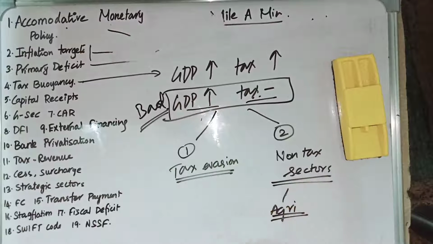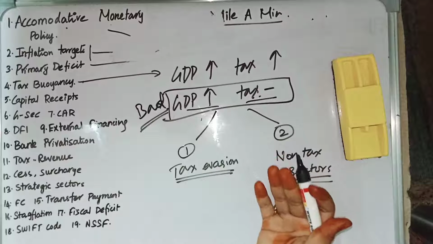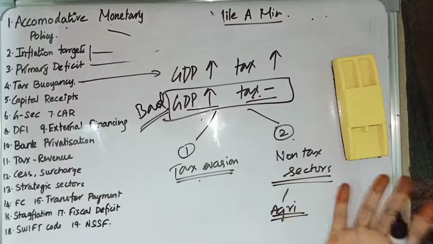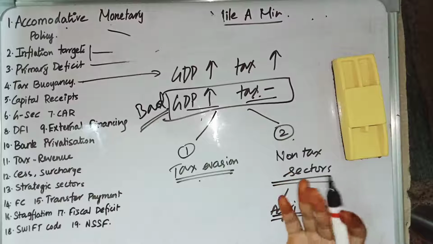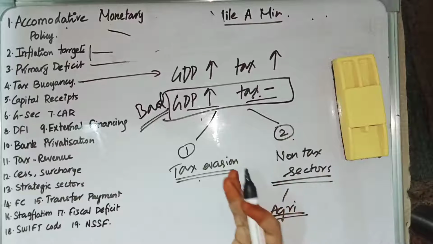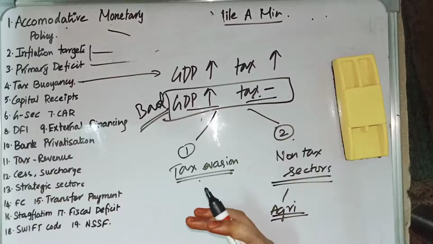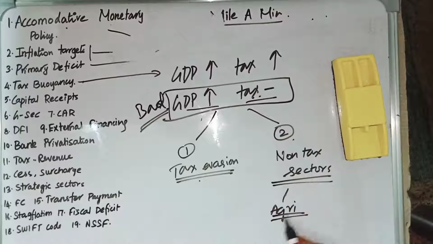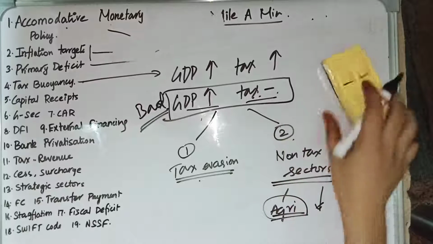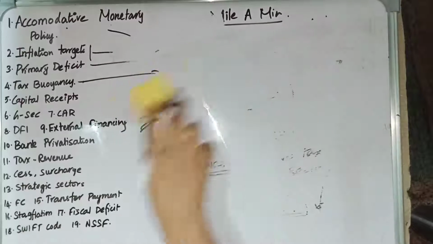In bad tax buoyancy, there are two reasons. One is tax evasion. The people are escaping from the tax, that is tax evasion. And the second is that the growth is in non-tax sectors of the GDP. So there is a GDP increase, but it is because of growth in the non-tax sectors. For example, agriculture. Agriculture doesn't fall under the tax regime of the central government. The central government is not collecting agricultural income tax, right? So such growth will not lead to an increase in tax collection. So these are the reasons for tax buoyancy.